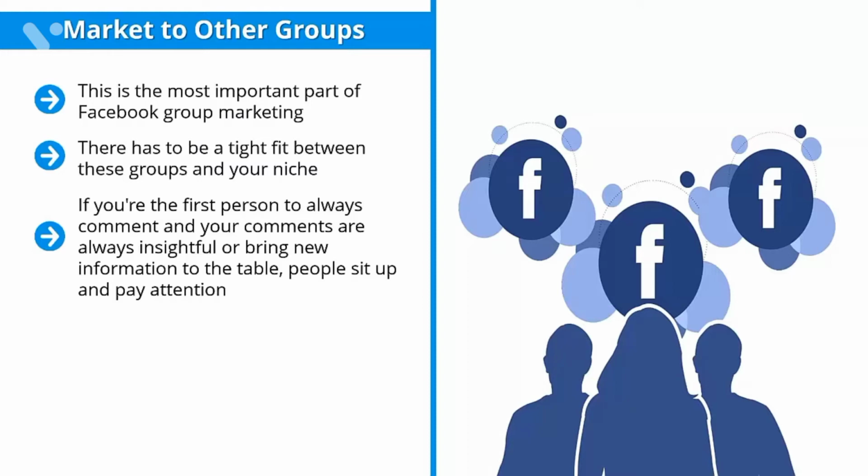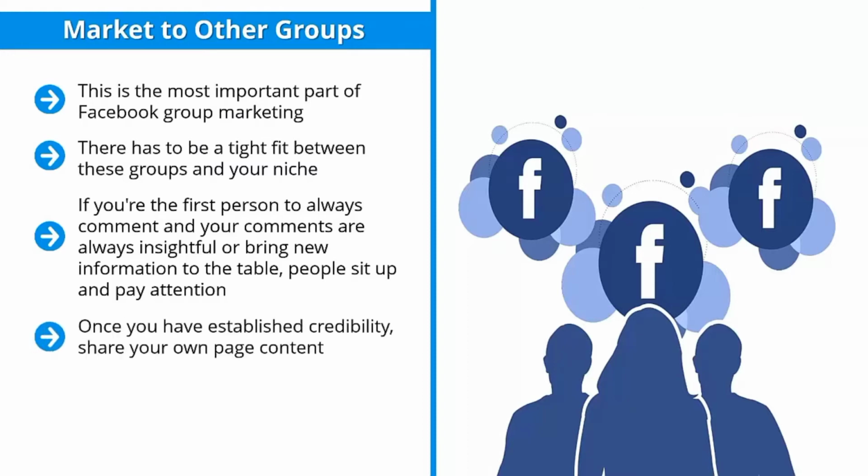People can see that you are an asset to the community, and they are more likely to give you the benefit of the doubt when you share content that obviously comes from your page. Once you have established credibility, share your own page content. As I've mentioned above, these posts not only have content and your brand, but also a like button. This is a great way of getting page fans.